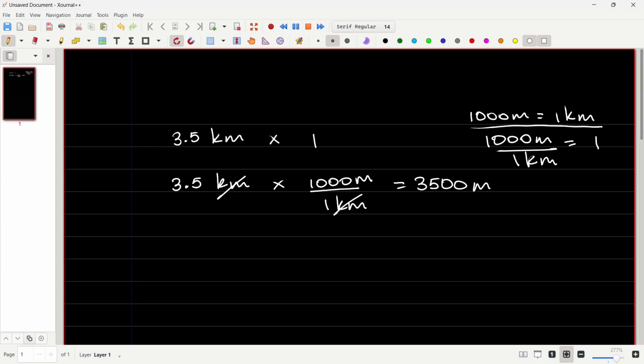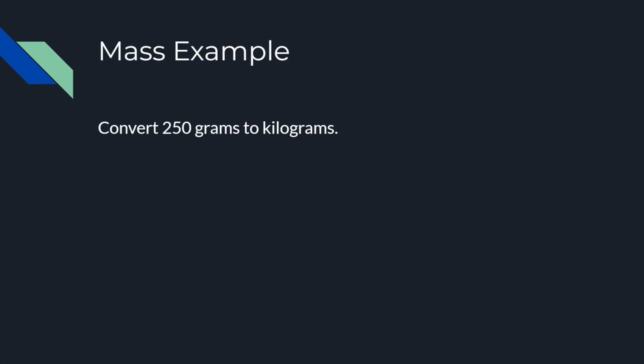Now, you may think to yourself, well, I know you can just simply multiply by 1000. The reason I'm showing you this is for when you have compound units. When you have multiple units, it's easier to use this method because you can simply separate each of the units that you're required to convert. Let's look at the mass example.